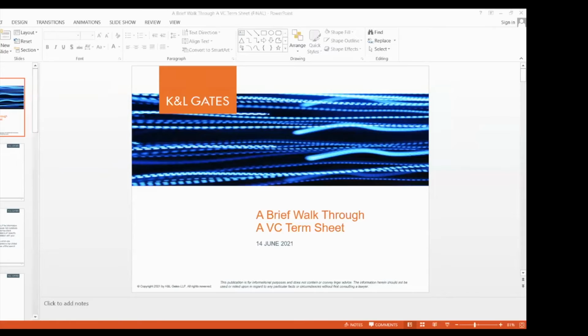In terms of when would the term sheet be used, a term sheet can be used as part of different contexts. So it can be used as part of a mergers and acquisitions transaction, an M&A transaction, a venture capital, VC, which is what we're going to be talking about today, a financing arrangement, or even a more complex commercial arrangement.